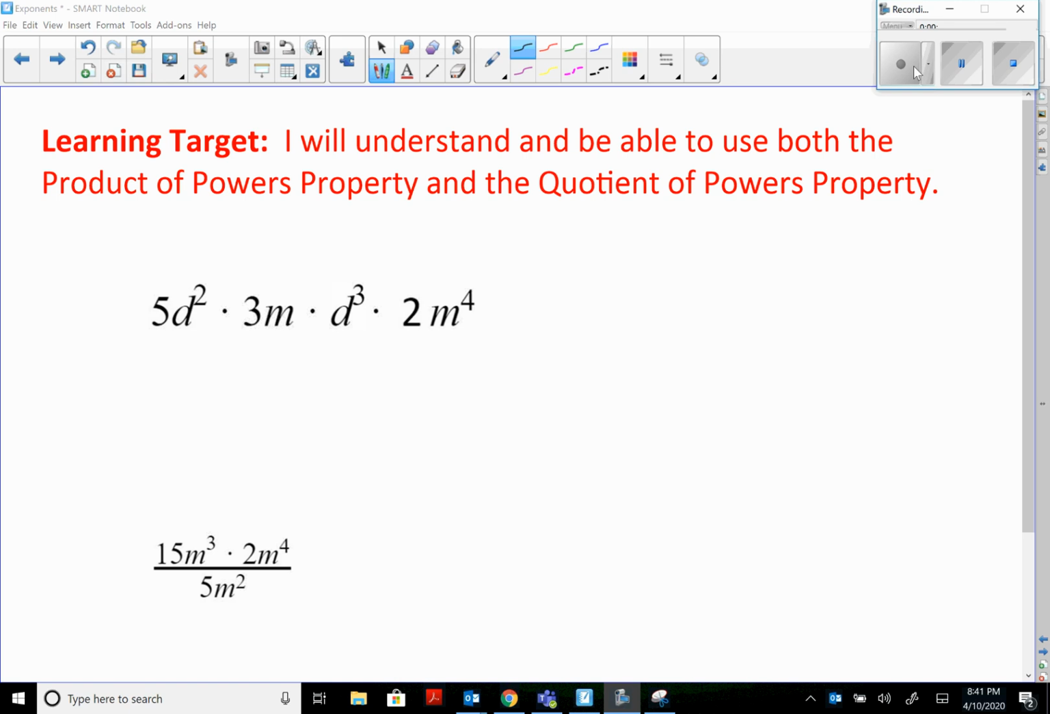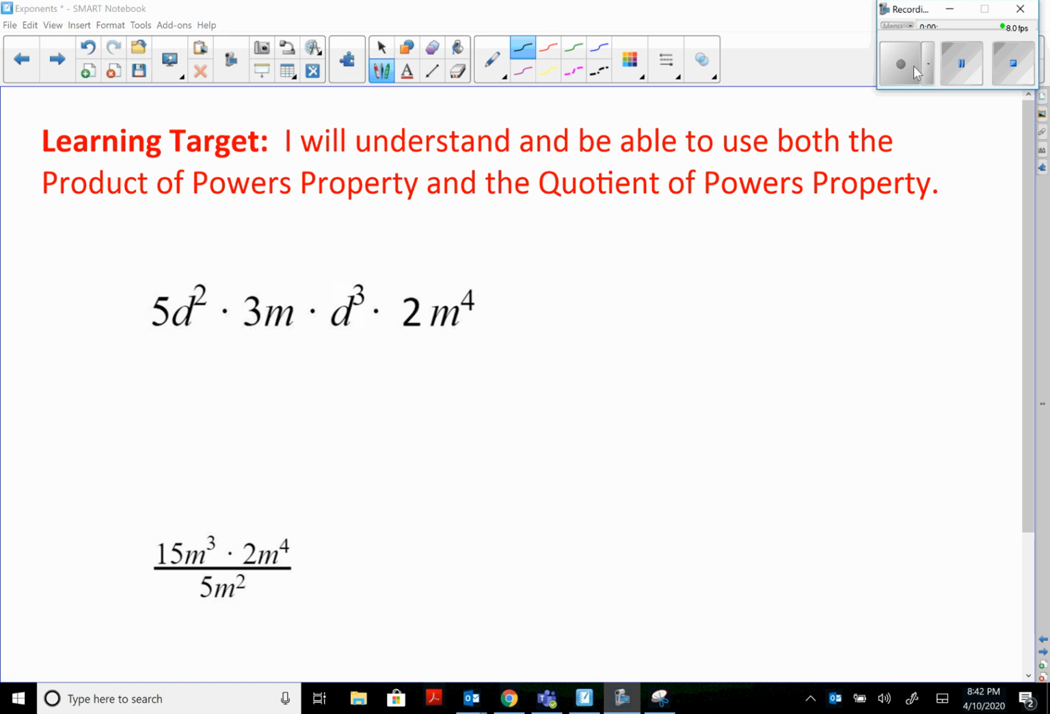All right, these last few examples that we're going to do, there's no new property being added. It's the same two properties that we've been doing, the product of powers and the quotient of powers property, except this time some of the variables have coefficients other than 1. So I wanted to make sure I explain what you do in that situation.